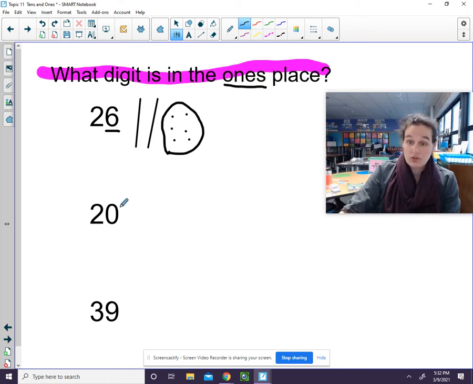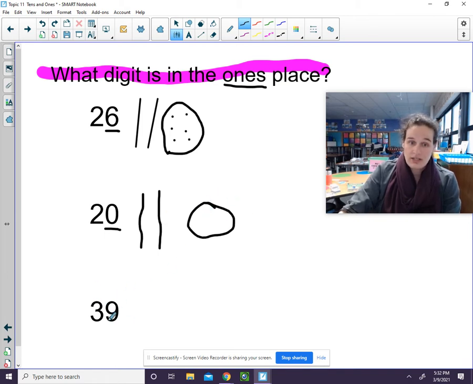Let's take a look at this next one, 20. And I'm going to draw it, 20. There's two tens for 20. There's zero ones. There's nothing over here. But what number over here is in the ones place? The zero is. The two is in the tens because we have two tens and zero ones.